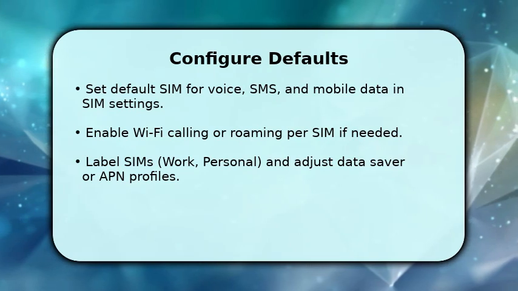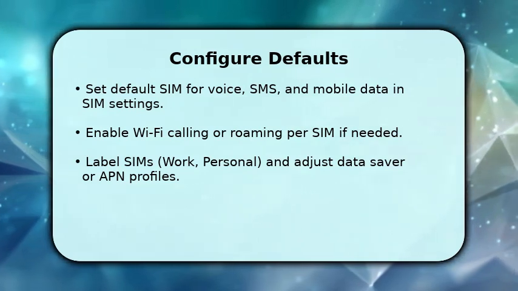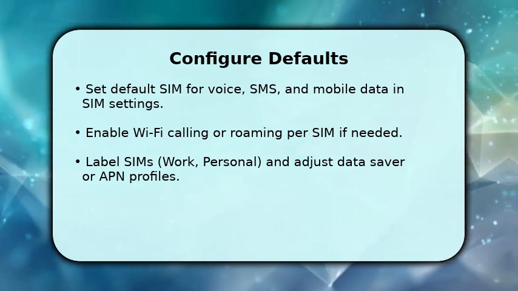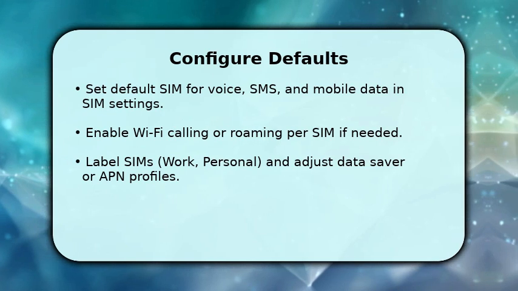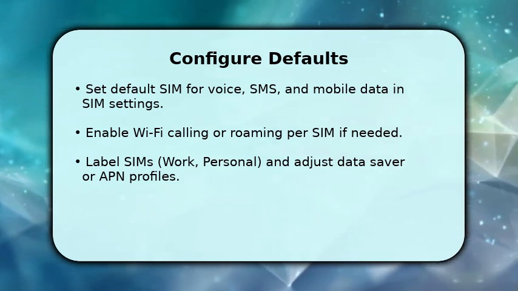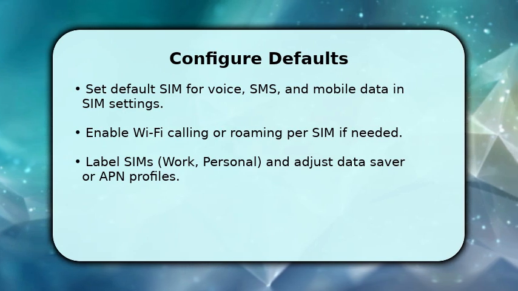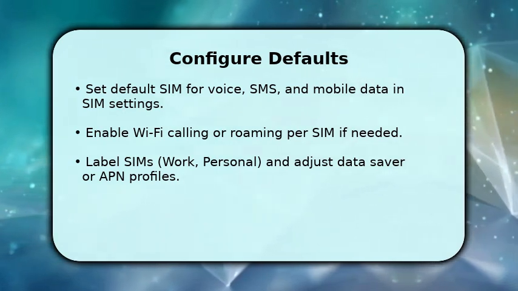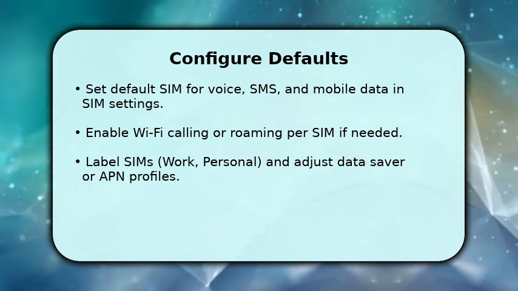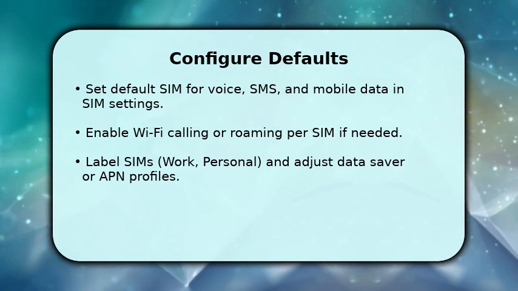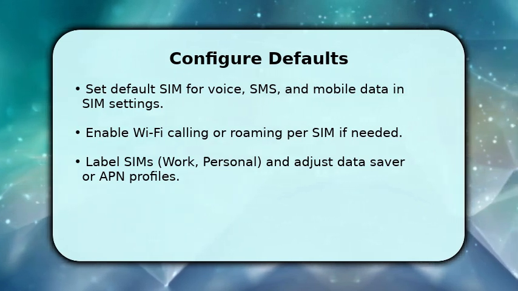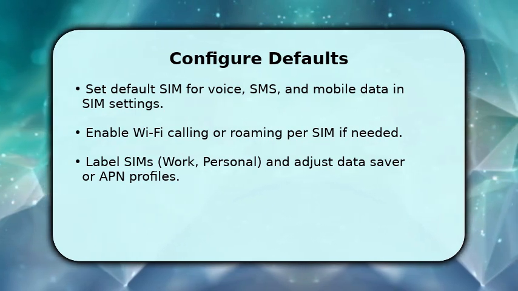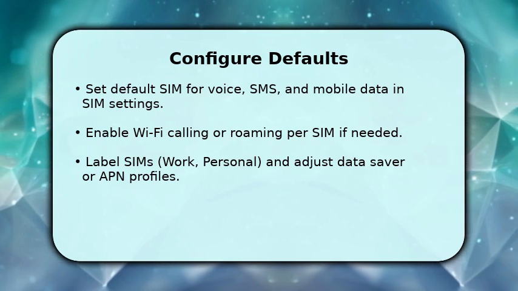Now configure how your phone uses each SIM. Open SIMs or mobile network settings and assign defaults for calls, texts, and mobile data. Choose one for data and set the other as secondary. Once set, enable Wi-Fi calling or roaming per SIM if your carrier supports it. This prevents unexpected charges. Label each SIM for clarity and check or add the correct APN settings so mobile data works. If you use work and personal plans, this step organizes traffic and billing properly.